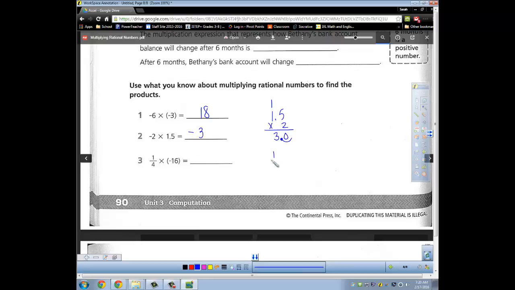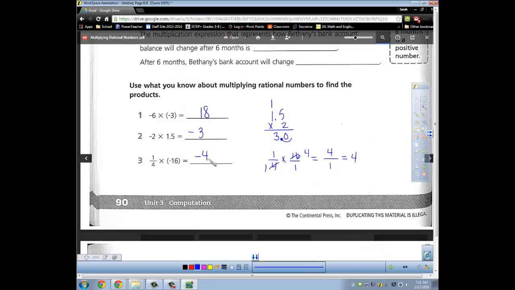1/4 times -16, so 1/4 times 16 over 1. I'm going to cross reduce on this one, divide both by 4 to get 1 and 4. 1 times 4 is 4, 1 times 1 is 1, 4 over 1 is 4. And then a positive and a negative is a negative.